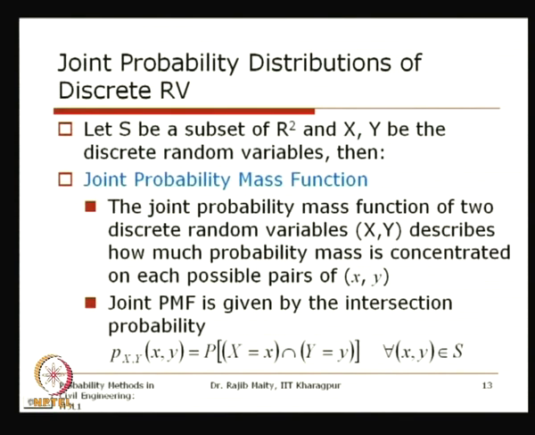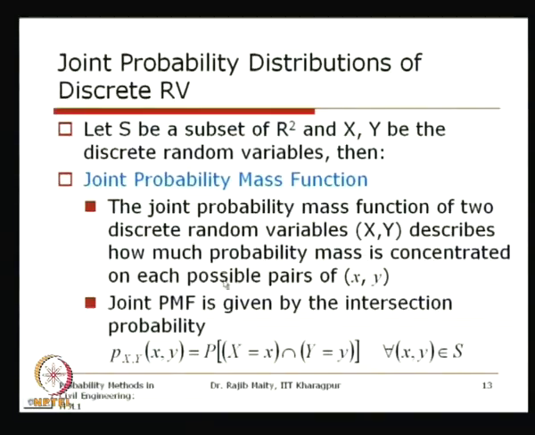Now, the joint probability distribution of discrete random variables. The discussion that we have done so far is basically for the general case of random variables. If we are talking about discrete and continuous, there will be a little difference, as you know that a discrete random variable can take only some specific values over the range, while a continuous random variable can take any possible value over the range.